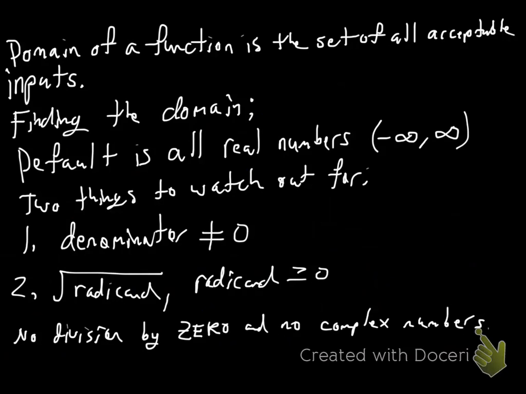And how we handle this is we'll set the denominator not equal to 0, and that'll give us some values where x cannot equal. For the square root, the thing underneath the square root, the fancy word for it is called the radicand, and we ensure that we don't take square roots of negatives. We set the radicand greater than or equal to 0. So no division by 0, no complex numbers.